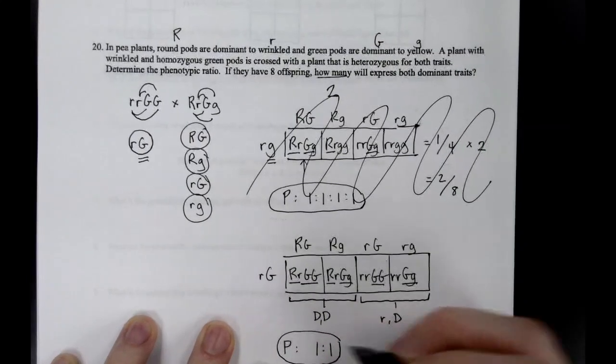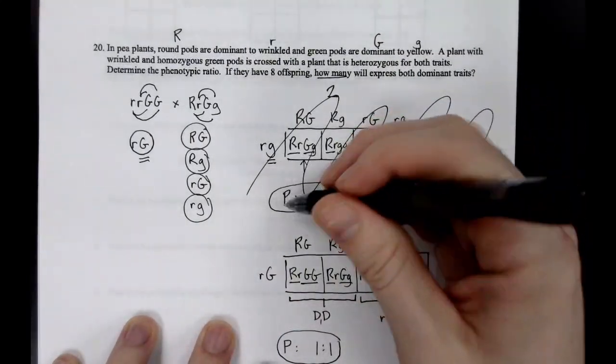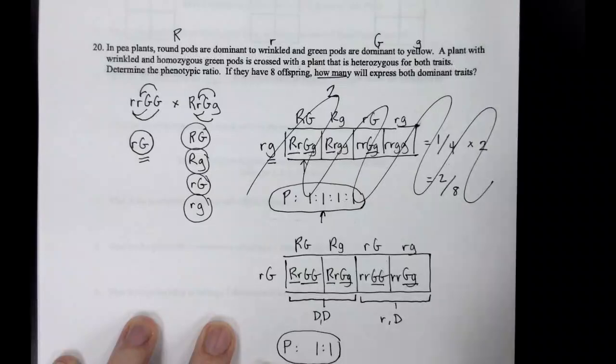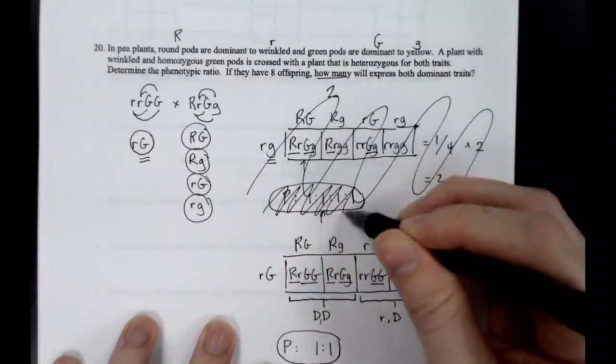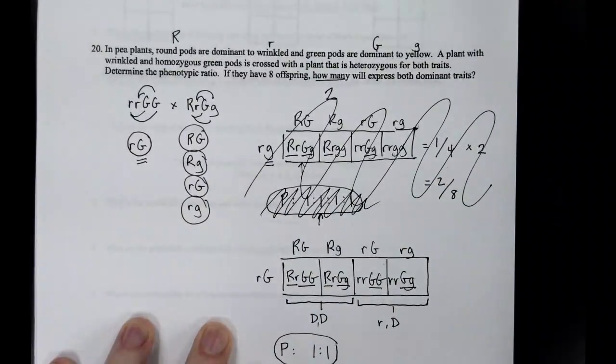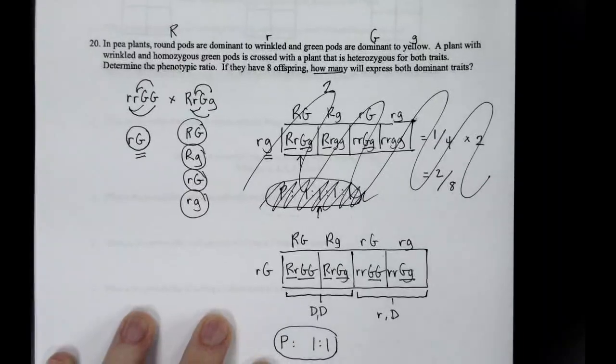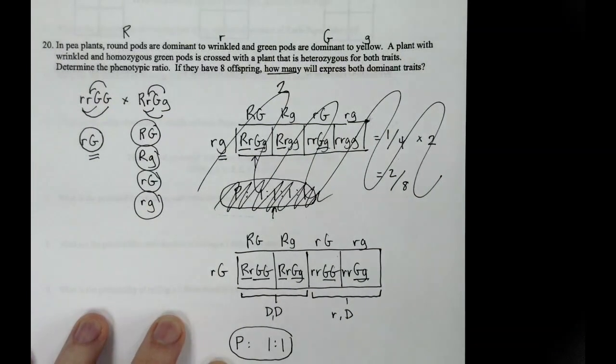That's my correct ratio. Before, whenever I did it incorrectly, I had this value up here. So that is not correct. Go ahead and make sure that that is gone, non-existent moving forward. It's incorrect. And so I've got my phenotype 1 to 1.